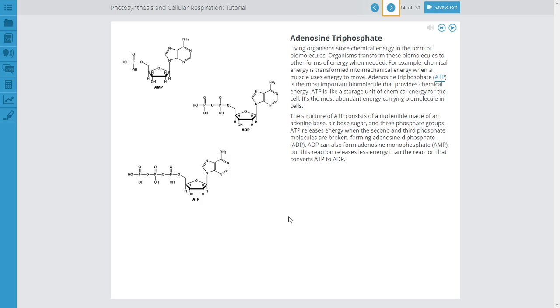I think of it as like a charged and an uncharged battery, like rechargeable batteries. Here's the battery all charged up. It's got that phosphate hanging off the side. It's all charged up. It's ready to be used. But the moment you use it, the battery goes dead. What do you do to a dead battery? You charge it back up.